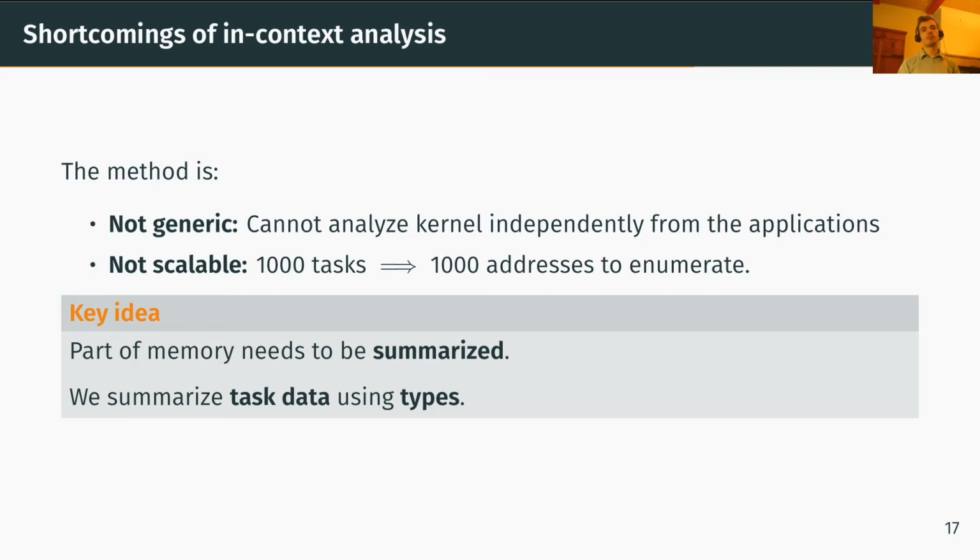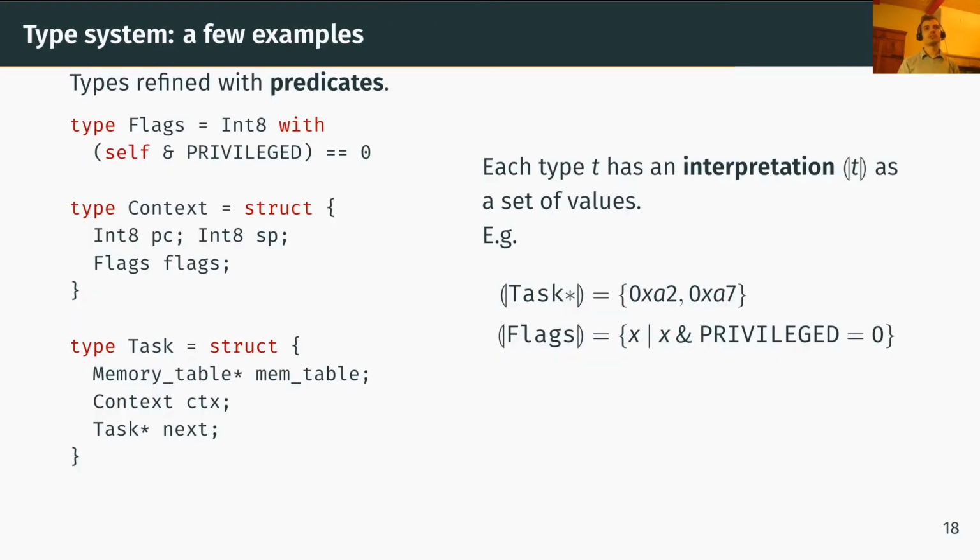So this is good, but this method is not generic. We wanted to analyze the kernel independently from the applications, and clearly it's not the case. It's also probably not scalable. For instance, if there are 1,000 tasks, then the analysis would have to enumerate 1,000 addresses. So the key idea here is we need to summarize the memory that contains task data, and we will do it using a type-based abstraction. So here is what our type system looks like.